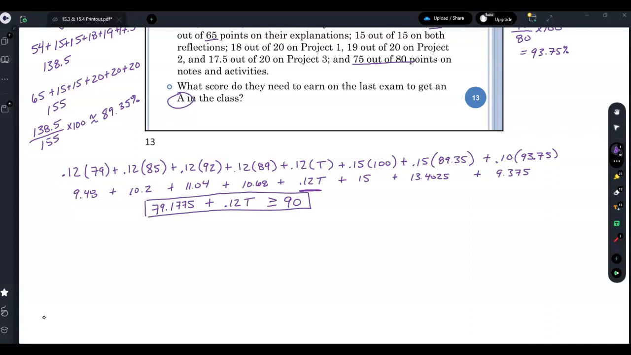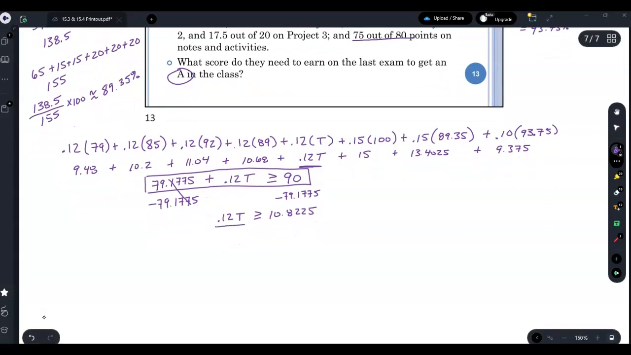So I could take this inequality and first I would subtract 79.1775 from both sides, so that that's going to cancel on the left side. And then on the right side, I would just do 90 minus the 79.1775, which is 10.8225. And then to solve this the rest of the way for t, since this is 0.12 times t, I would solve that by doing the opposite of multiplication, which is division. So divide both sides by 0.12.